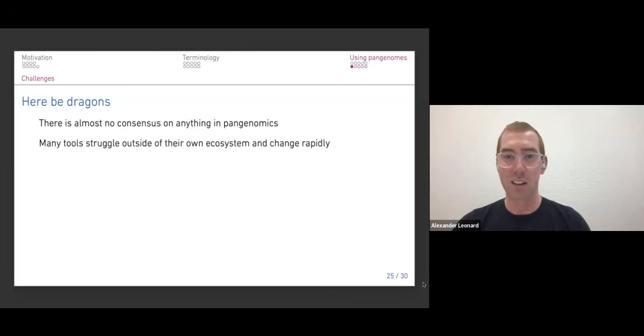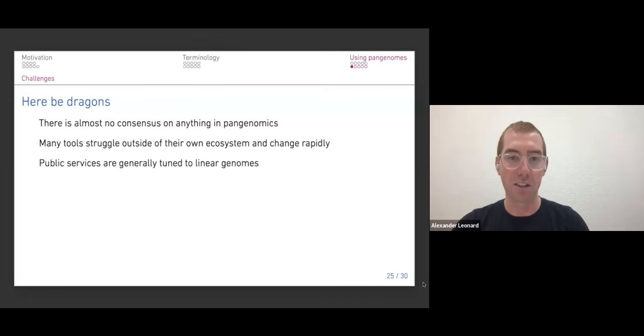The other slightly challenging thing, for example, Cactus and VG tend to be built by very similar people. So if you want to use VG-Giraffe to align to a graph, you really are best suited to use Cactus. If you want to use something like EMBL-EBI, it's built by the same people as PGTB. And so each tool works best with their own developers. It's very difficult to use tools across these ecosystems.